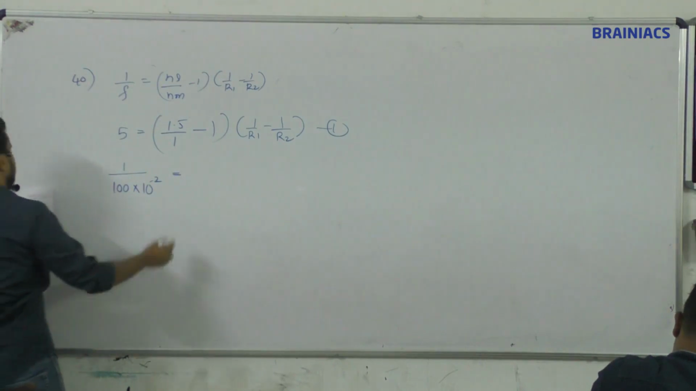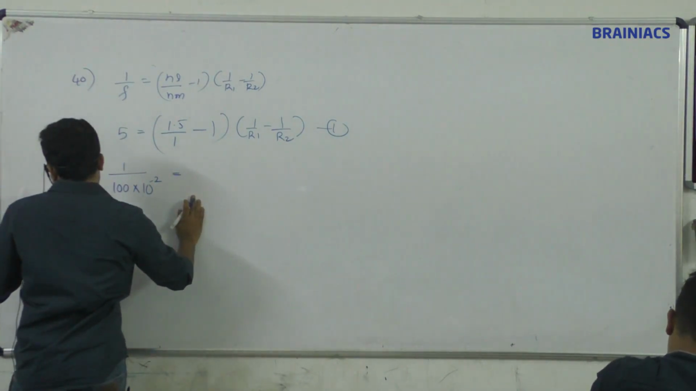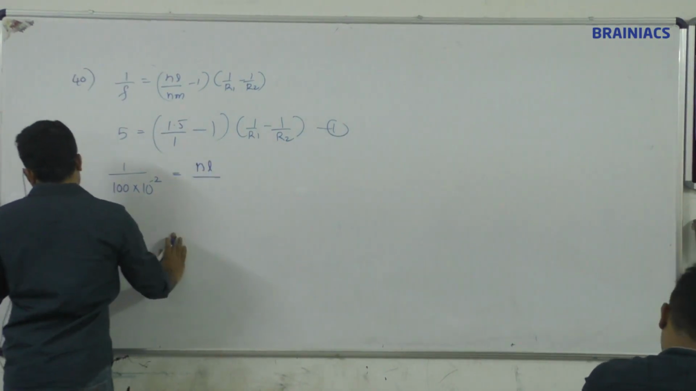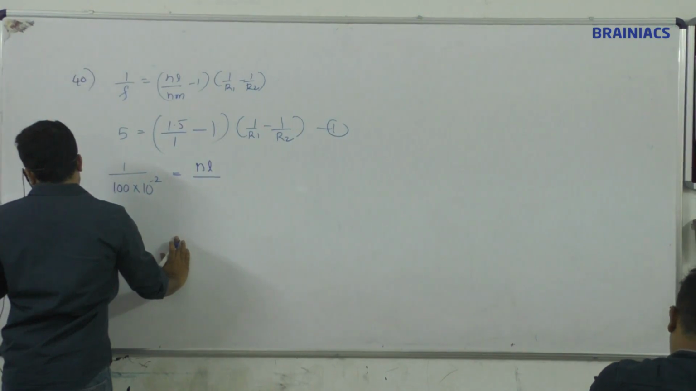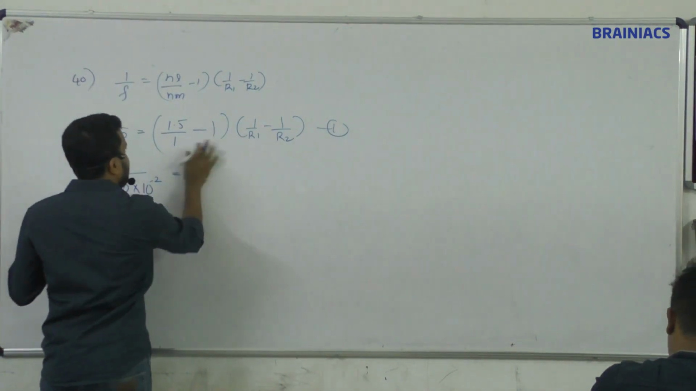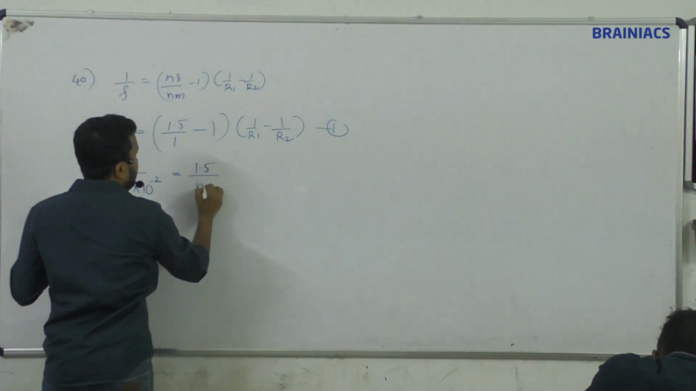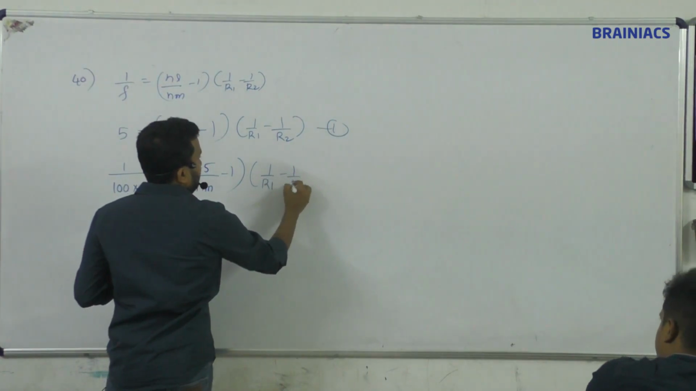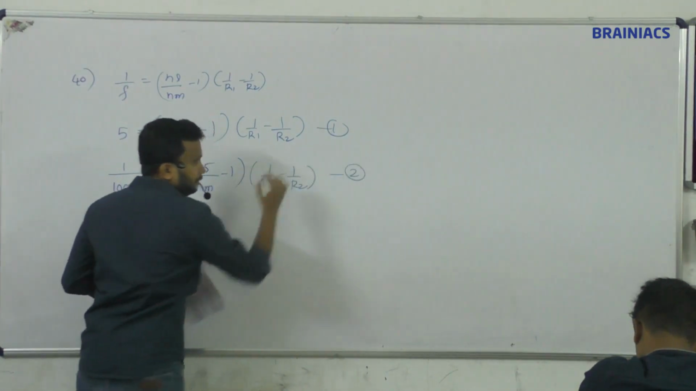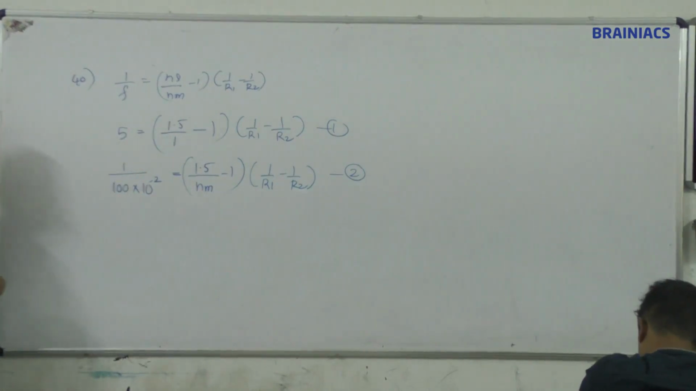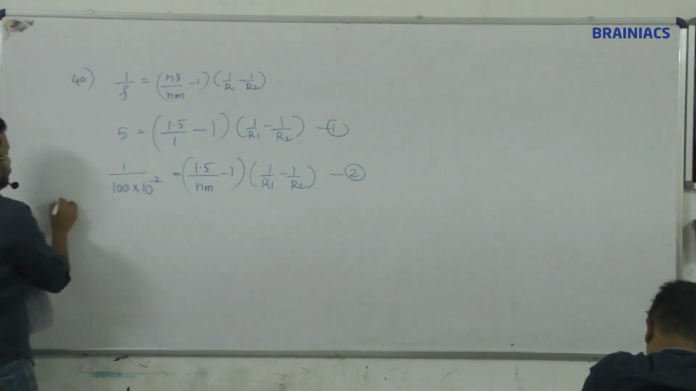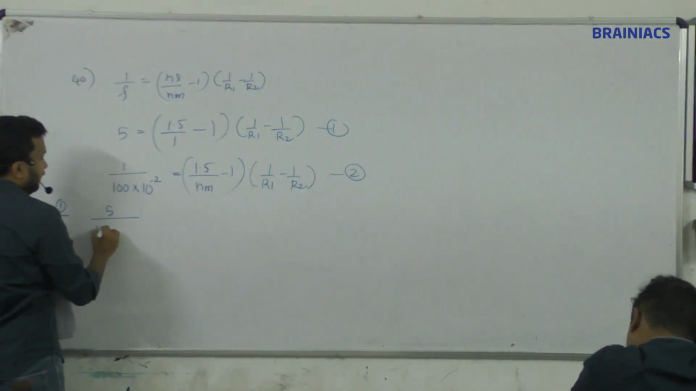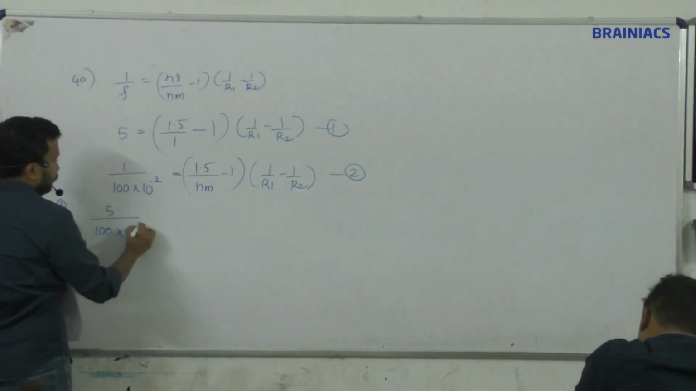In the second case, the lens refractive index will be NL, the lens is the same. The medium in a liquid of refractive index, we have to find the refractive index of the medium. N medium minus 1 into 1 by R1 minus 1 by R2. Second equation. We have to divide equation number 1 by equation number 2. So equation 1 divided by equation 2: 5 divided by 100 into 10 power minus 2.